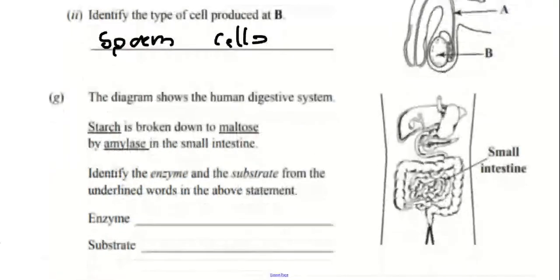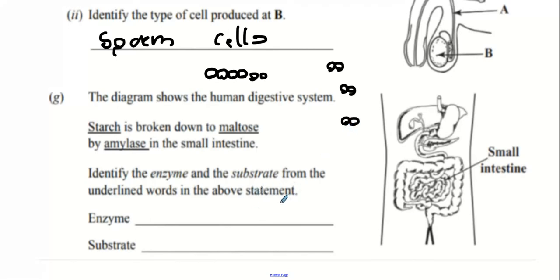Okay. The diagram shows the human digestive system. Starch is broken to maltose. So starch is a long sugar chain, and what happens is it gets broken down into smaller double units called maltose. Okay.